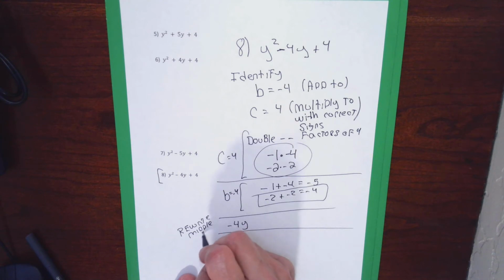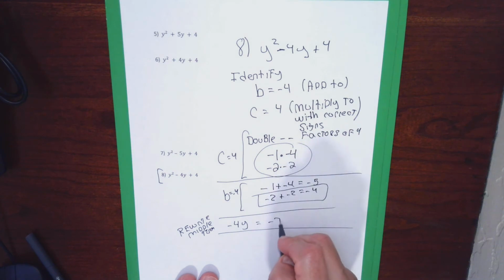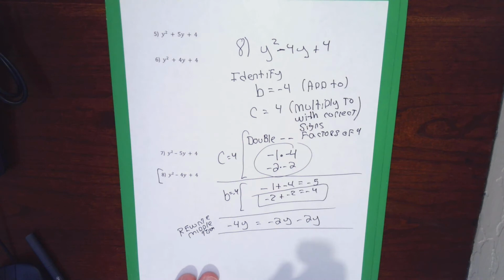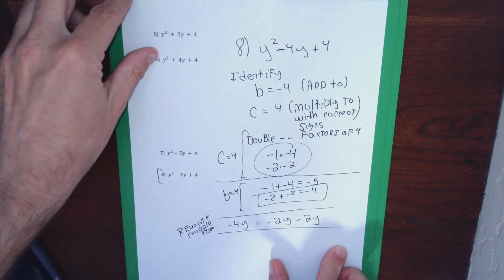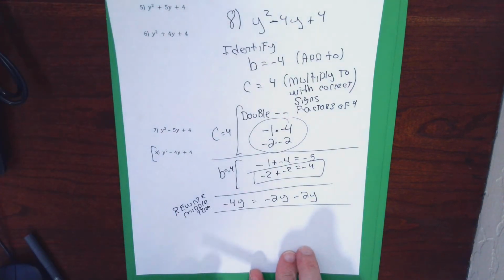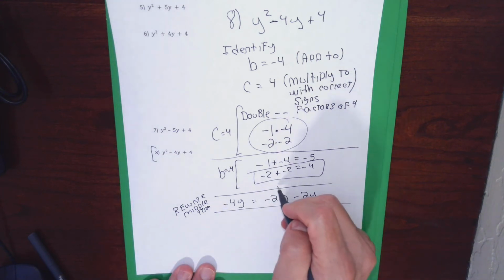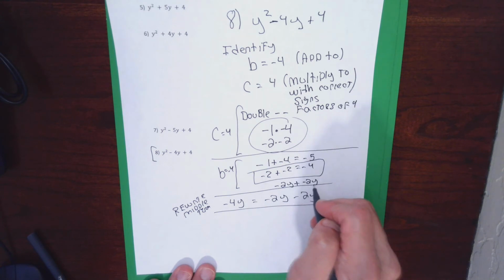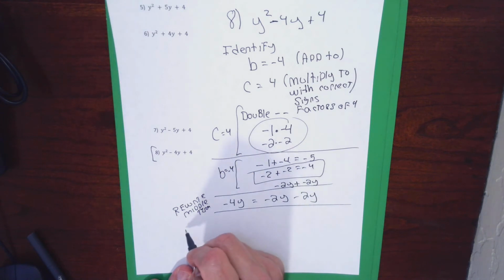The middle term in this problem is the negative 4y. I'm going to rewrite the middle term using the negative 2's. Very specifically, I'm just going to write negative 2y minus 2y. Keep the signs with the 2y's rather than introducing more. I could have written negative 2y plus negative 2y, but that is equal to that, and this is better. So now I know how to rewrite the middle term.